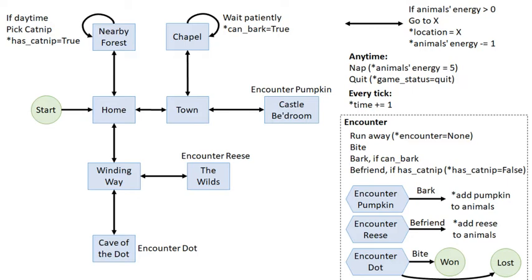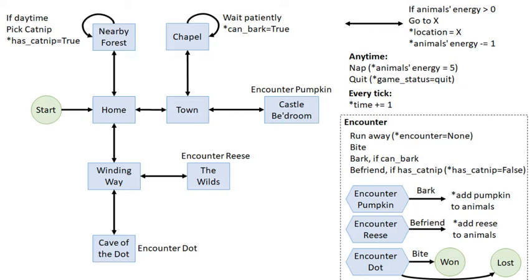So there are 3 encounters in the game. There's an encounter in the castle with Pumpkin. There's an encounter with Reese in the wilds, and an encounter with the boss of the game, the red dot, in the Cave of the Dot. An encounter has a different structure than the rest of the game. It has its own little thing going on, and that's why it's in a box off to the right. When you're in an encounter, you have up to 4 commands available to you. At the start of the game, you can only run away or bite.